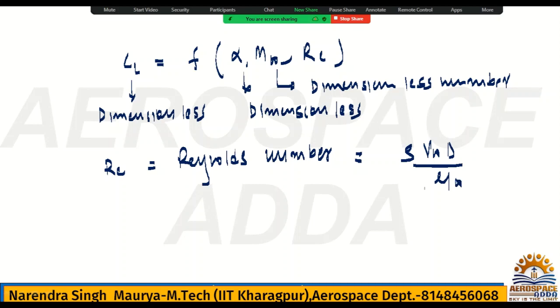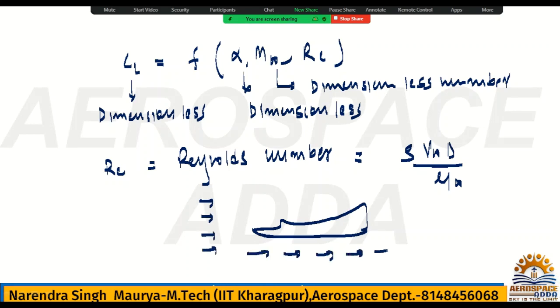Here mu is nothing but the dynamic viscosity. Because if it is any body, suppose even the aircraft, okay, this is the aircraft. So this aircraft is completely submerged in a fluid, because everywhere there is the fluid. See, this is the fluid only. So this body is completely submerged. See, the fluid is flowing like this. So if you talk about this airplane, it is completely submerged in a fluid.